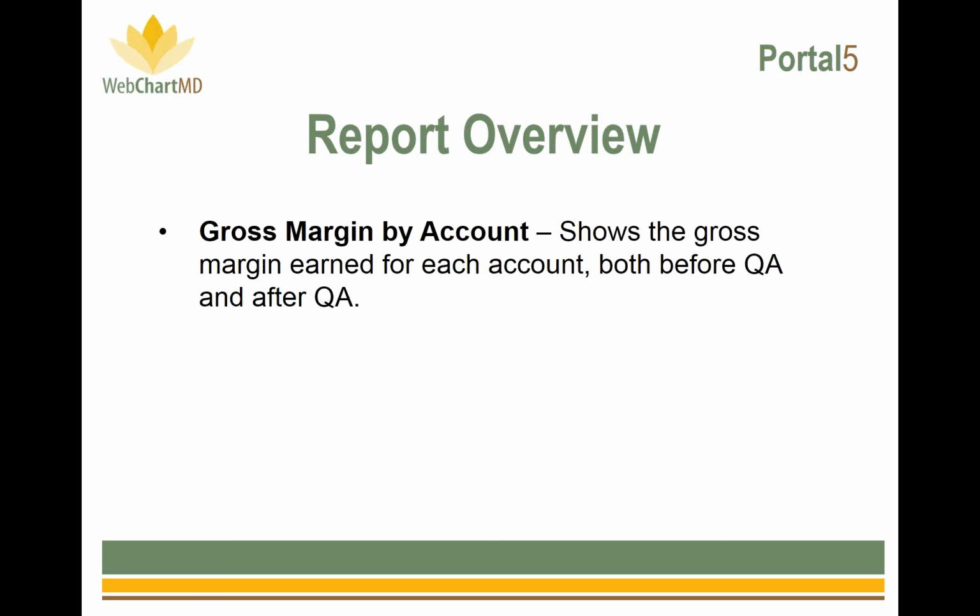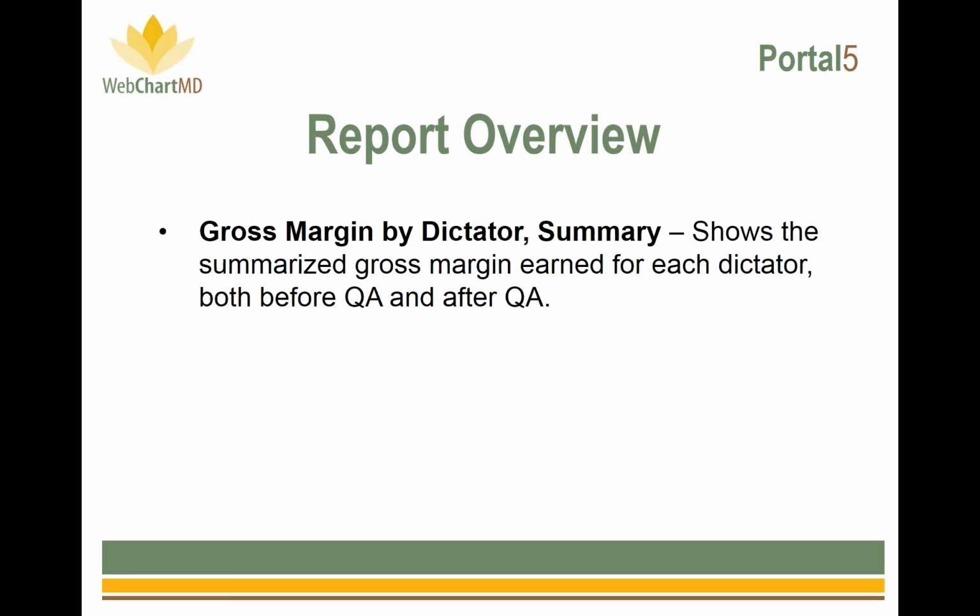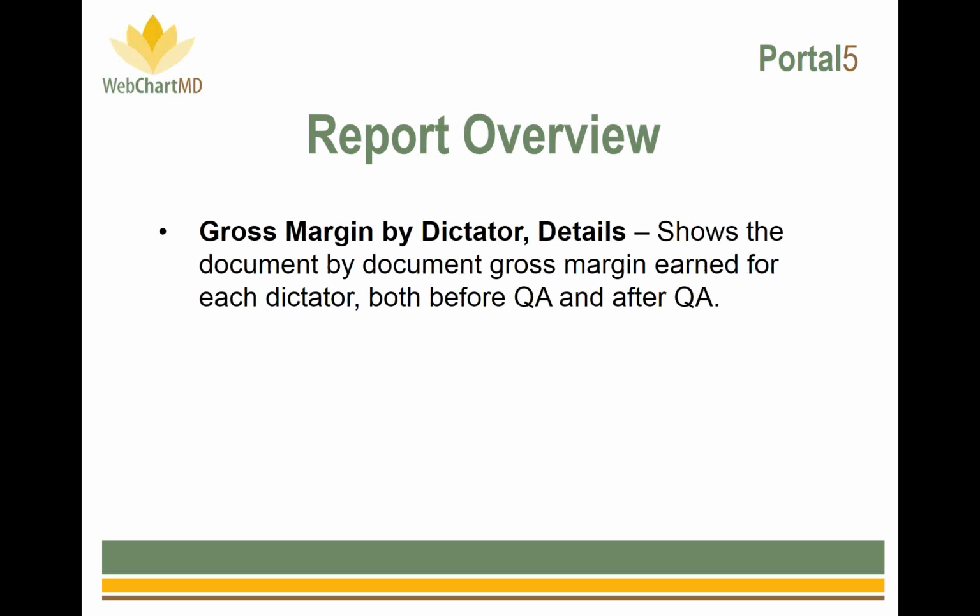Now, the gross margin by account report shows you the gross margin that you're earning for each account, both before and after QA, for any time period that you set. The gross margin by dictator summary report shows you the summarized gross margin earned for every dictator, both before and after QA, again, for whatever time period you set. The details version of that report shows you the document by document gross margin that you've earned for every dictator and account. And so it's a breakout of the summary showing you the details for the gross margin on the document level.